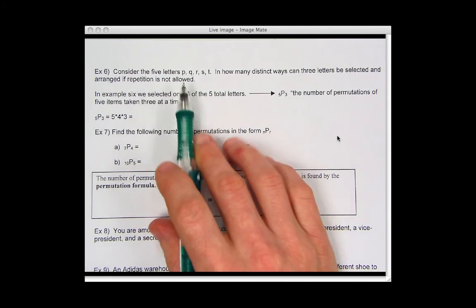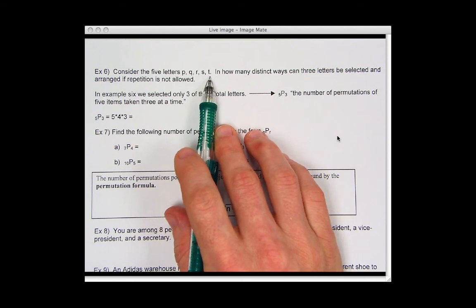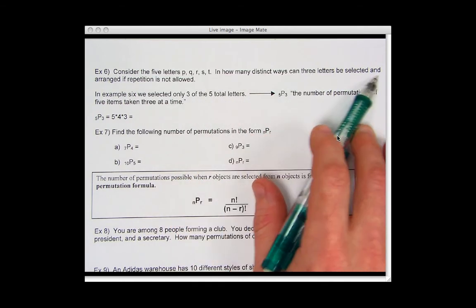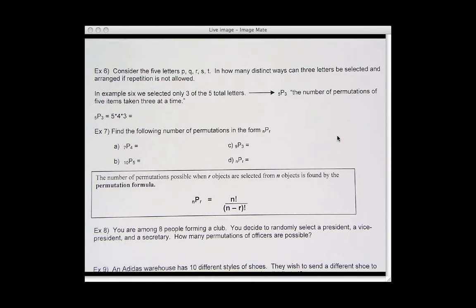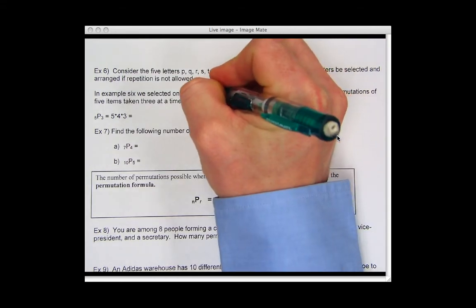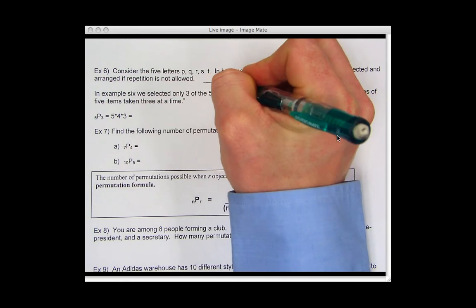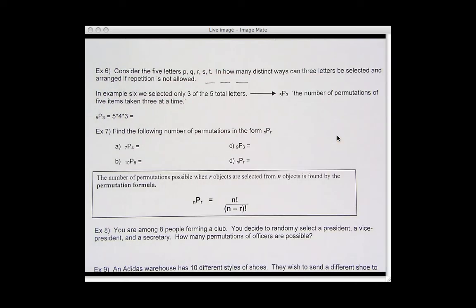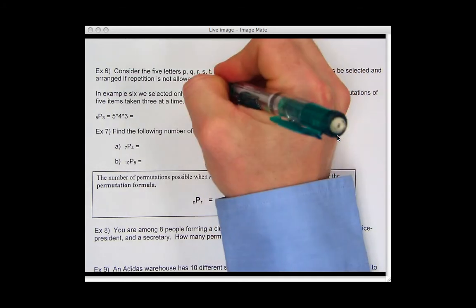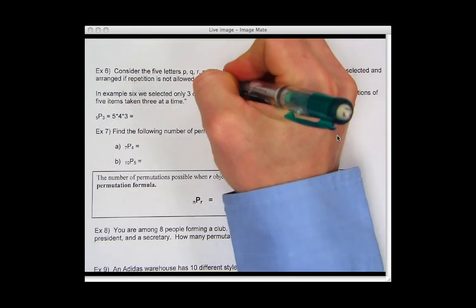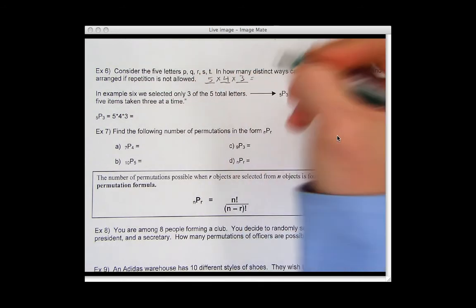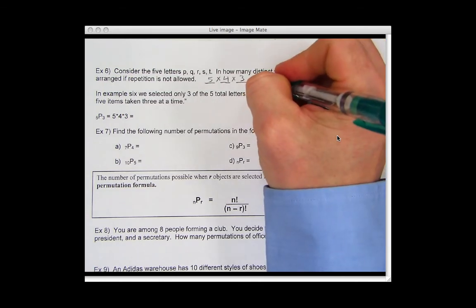So here we have the 5 letters, P, Q, R, S, T. And how many distinct ways can 3 letters be selected and arranged if repetition is not allowed? So we're going to use our fundamental counting principle here to answer this question. So now we only want 3 letters. For the first letter it can be any one of the 5 because there were 5 letters to start with. And then 4 and 3. And so this should be a review for you, and we get a total of 60 ways.